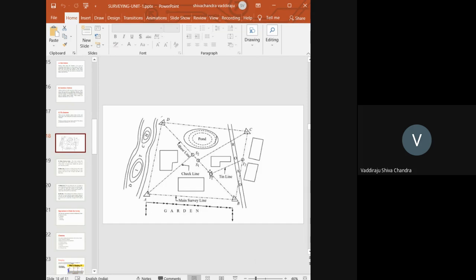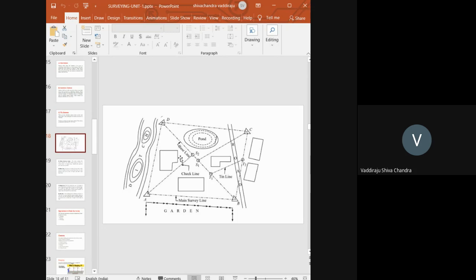Okay. So once we establish these main lines, baseline, and main stations, then we need to establish subsidiary stations. If you are able to see the points S2, S1, subsidiary stations need to be established. Then tie stations should be established, T1 and T2. Why do we need to establish subsidiary stations? We are having three buildings here and a pond. Okay.